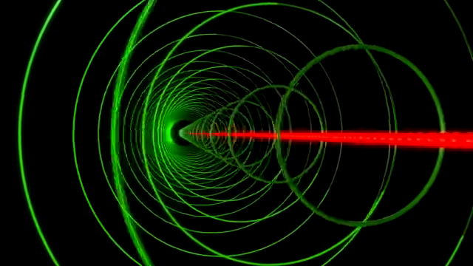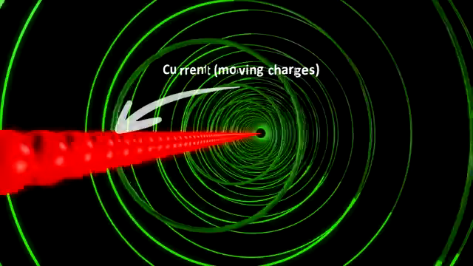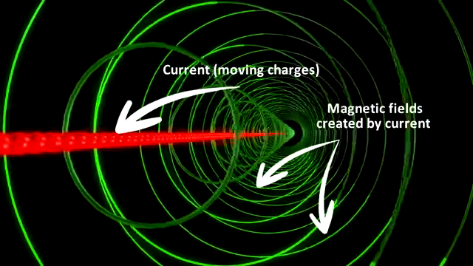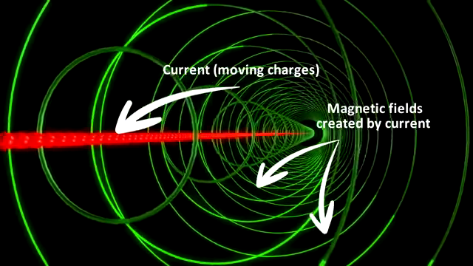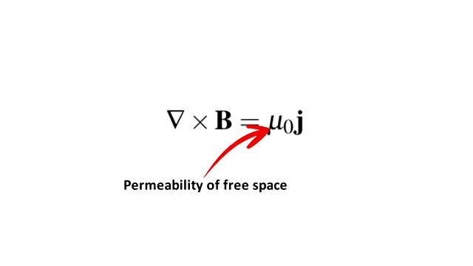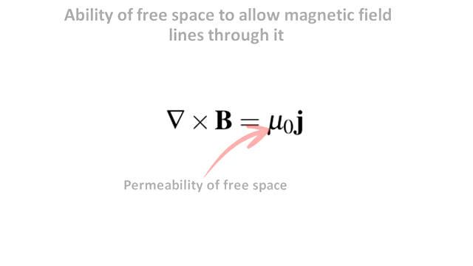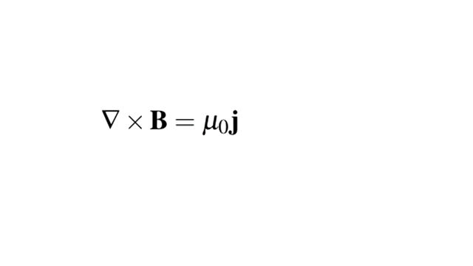So if you have a given current flowing through a wire, let's say 1 amp, and you are 1 meter away, how strong would the magnetic field be at that point? This requires another constant of nature called mu naught. This is known as the permeability of free space. This can be thought of as the ability of free space to allow magnetic lines of force to go through it. Note that there are two terms in this equation.